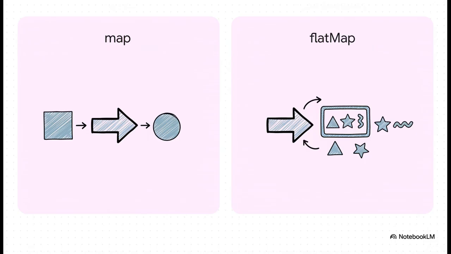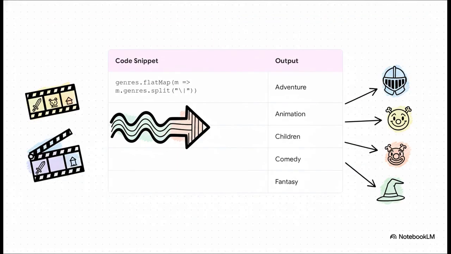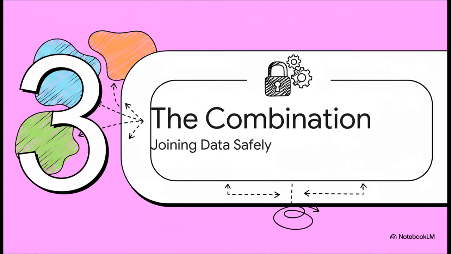Then you've got flatMap. This one's different. It's a one-to-many transformation. One record goes in and it can produce 0, 1, or even a whole bunch of new records on the other side. And this right here is a perfect example of flatMap in action. Look at this. We take a single movie record that has a string of genres, all separated by that pipe character. And with one line of code, we transform it into multiple separate records, one for each individual genre. Super powerful stuff.